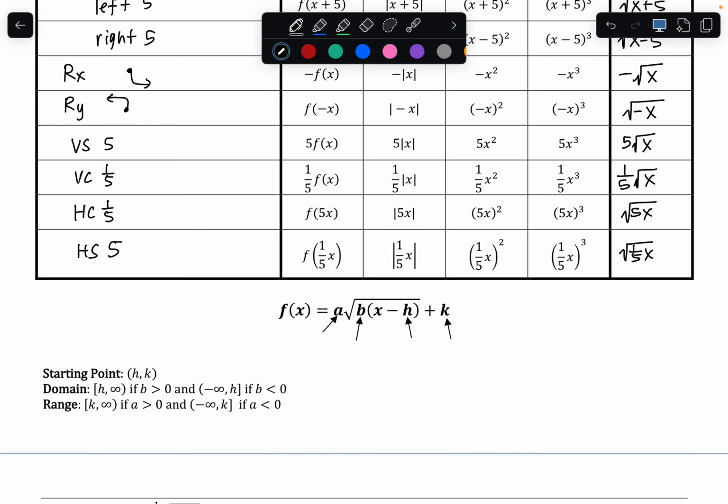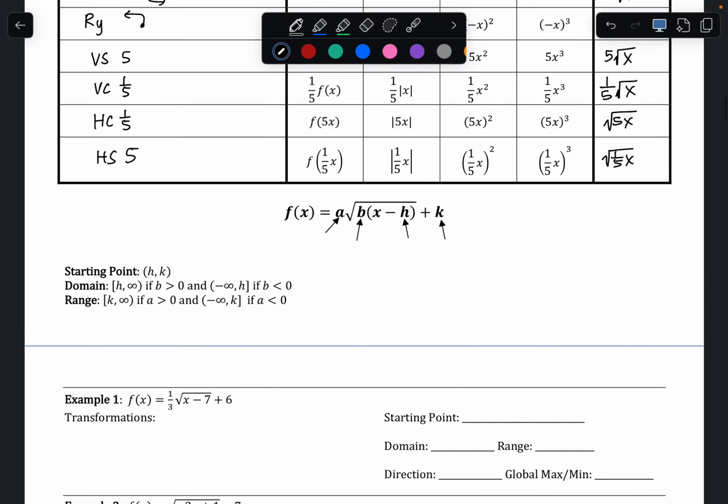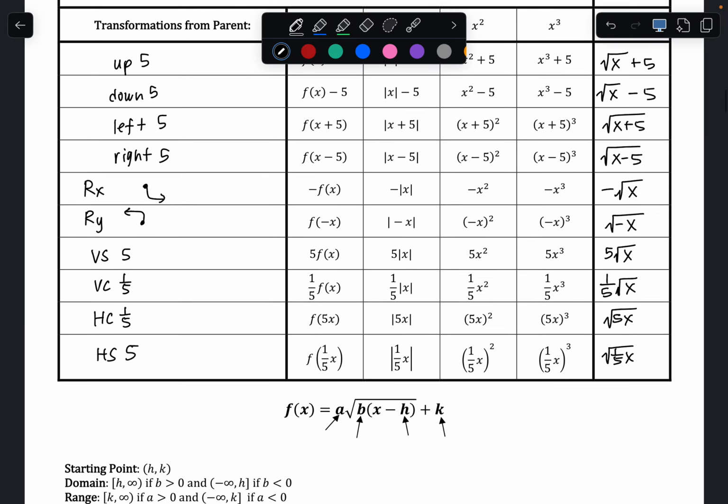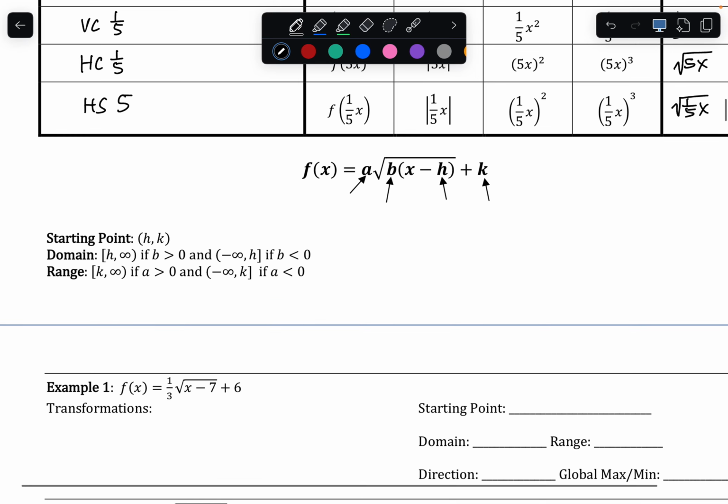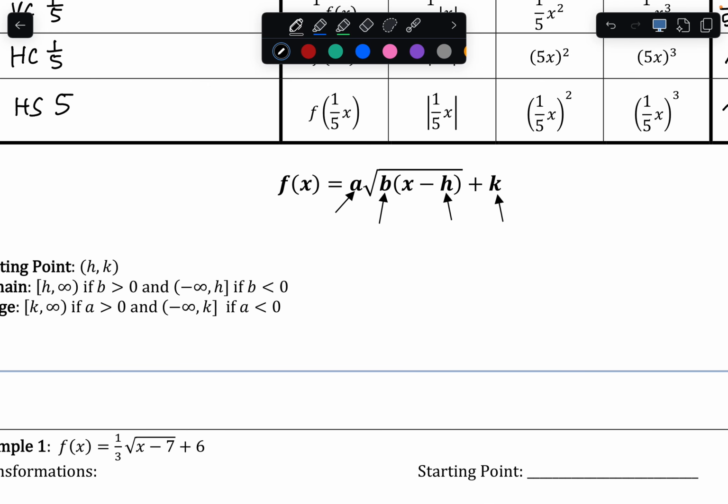Okay, and so hopefully all of this is just a review. We've done these since our first unit, and so just recapping them for our summary chart. Okay, and so we can have more than one transformation. We're looking at the scale factor in front to see if it's negative, to see if there's an Rx, or a vertical stretch or vertical compression. We're looking at the scale factor inside to see if it's negative for the Ry, or the horizontal stretch and horizontal compression. We're looking at the H for right and left. And we're looking at K for up and down.